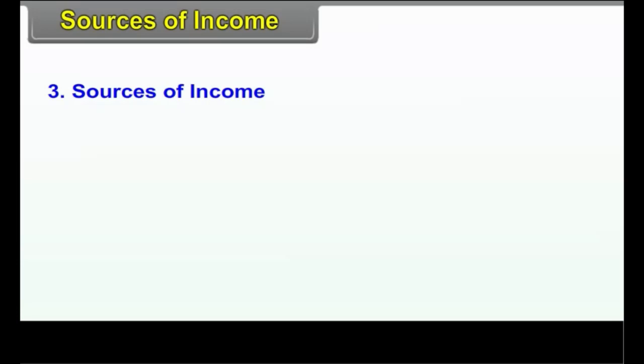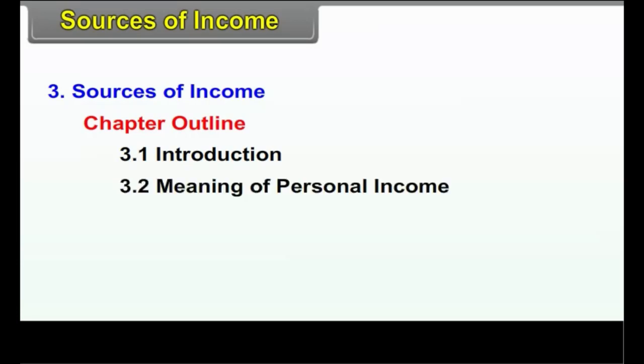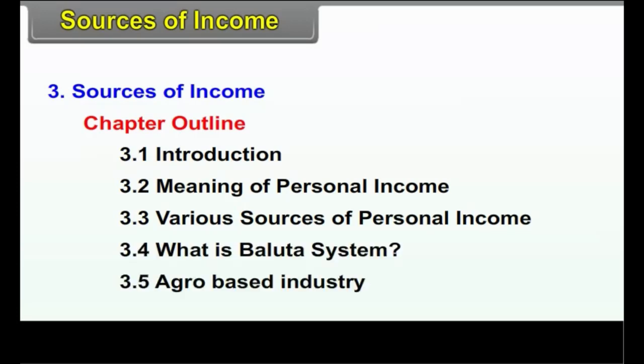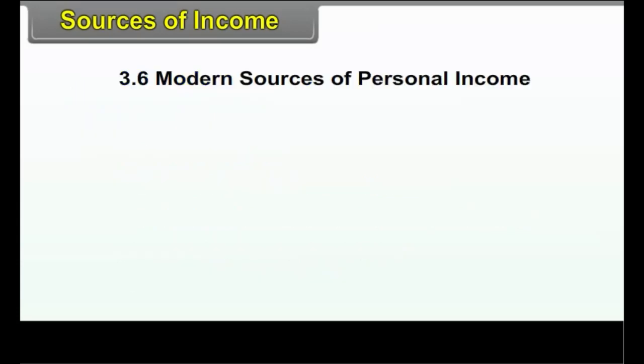Chapter 3 Sources of Income. Chapter Outline. 3.1 Introduction. 3.2 Meaning of Personal Income. 3.3 Various Sources of Personal Income. 3.4 What is Baluta System? 3.5 Agro-based Industry. 3.6 Modern Sources of Personal Income.